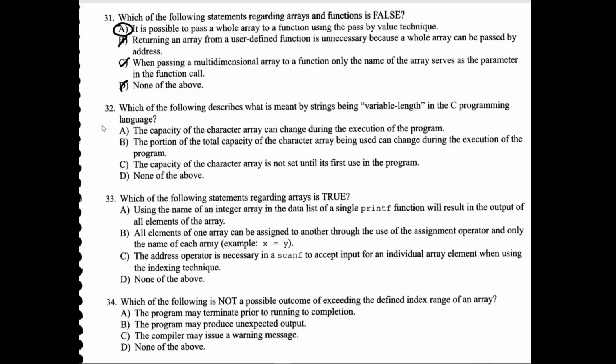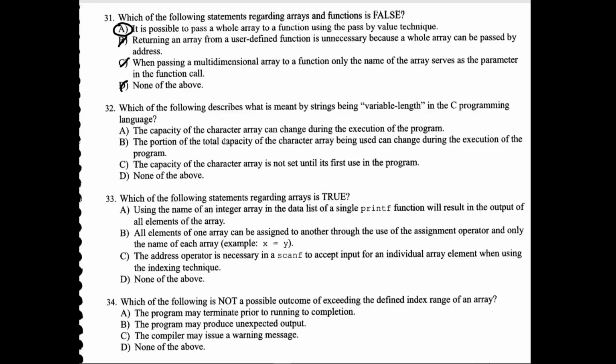Moving on to 32. Which of the following describes what is meant by strings being variable length in the C programming language? One thing to remember here is that a string is just an array of characters. So you can think of it just like a normal array, except instead of having actual values, it has characters, or it has the ASCII values that are assigned to those characters. So just treat it like an array if you have one of these problems on the exam.